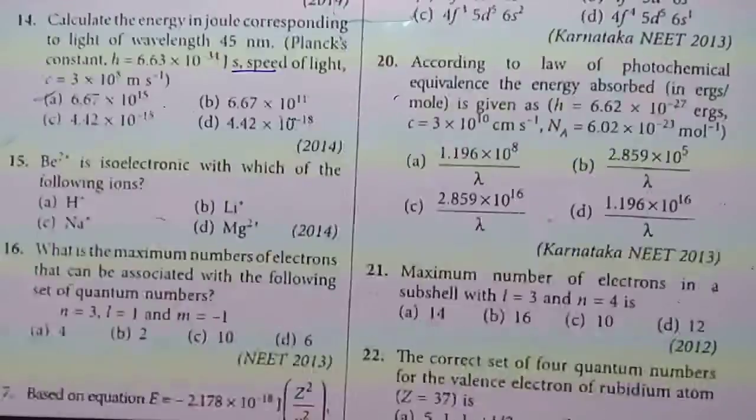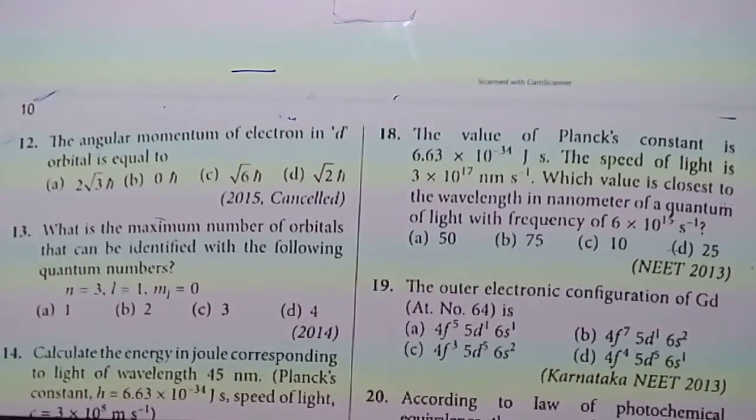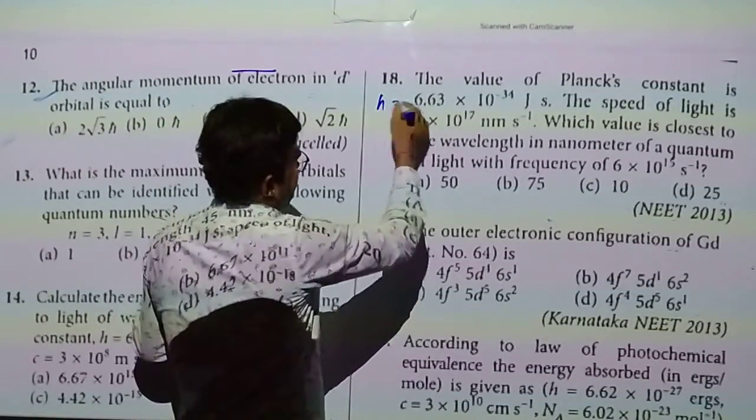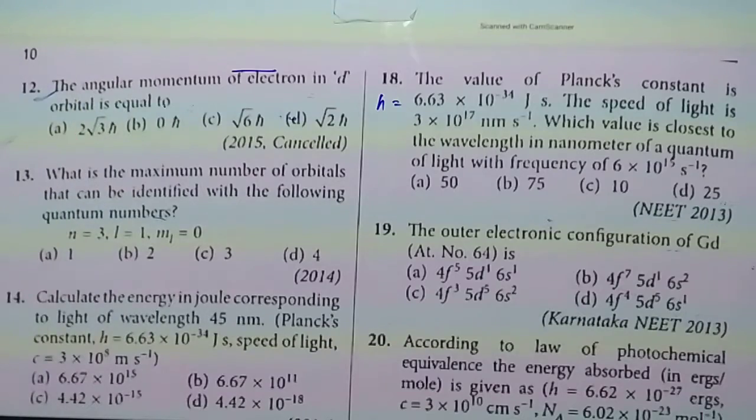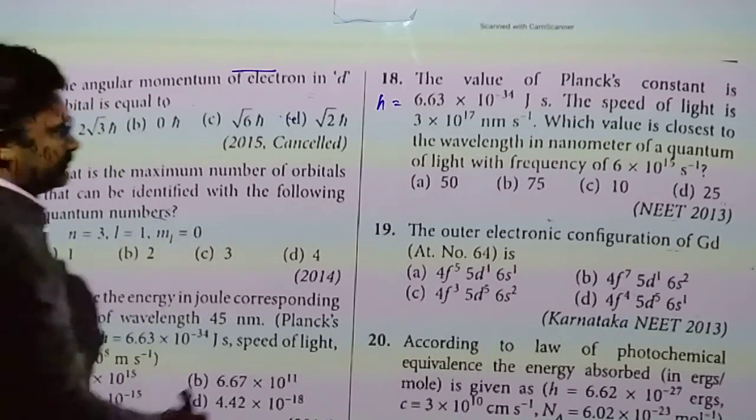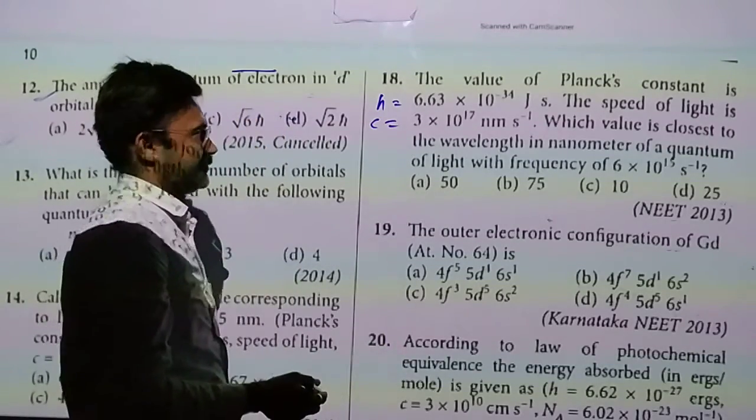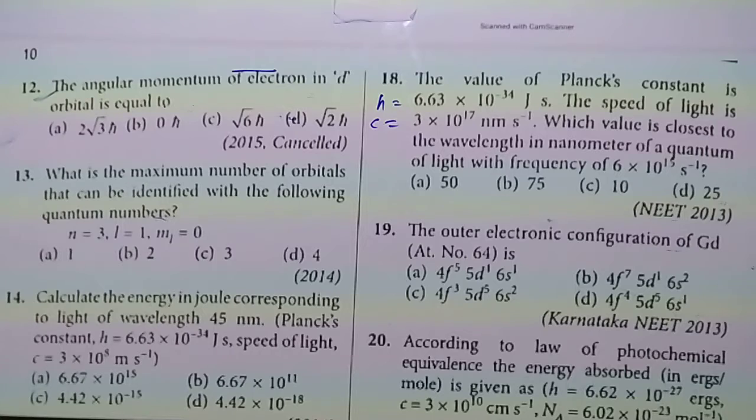Now question number 18. The value of Planck constant is 6.63 into 10 raised to minus 34 joule second. Speed of light is 3 into 10 raised to 7 nanometer per second. Which value is closest to the wavelength in nanometer of a quantum of light with frequency 6 into 10 raised to 15 second inverse? Now for question number 18.